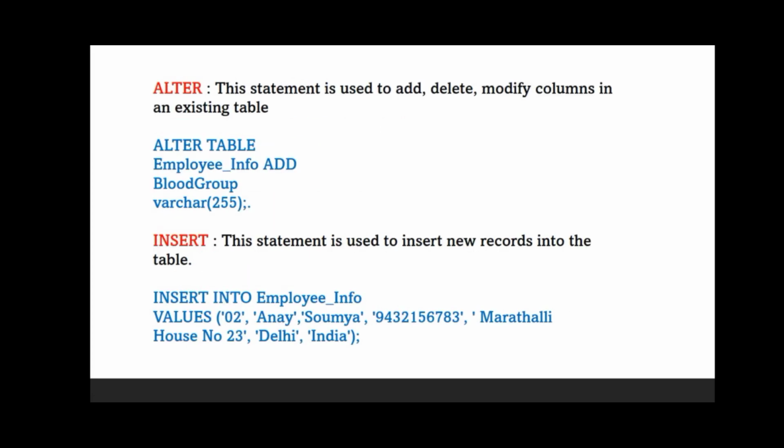Alter table employee info, add blood group varchar of 255. This means we can add an extra column. The column name is blood group, which should be a character type of 255.